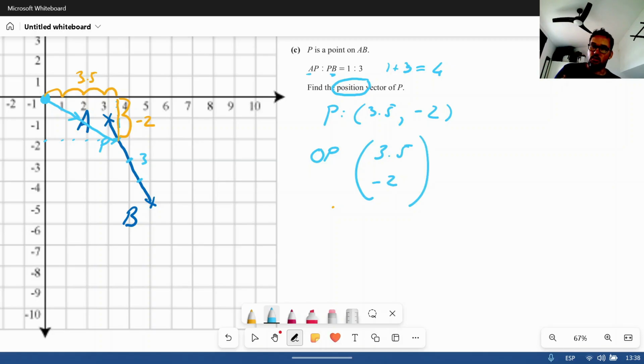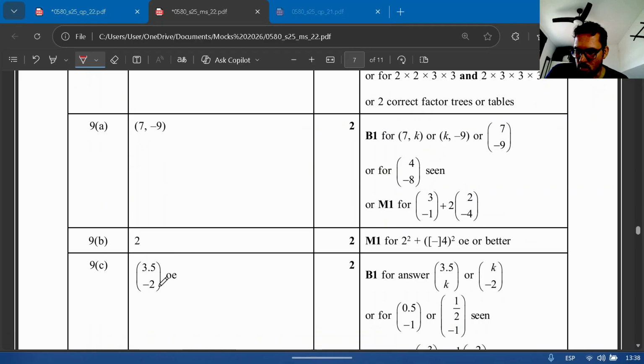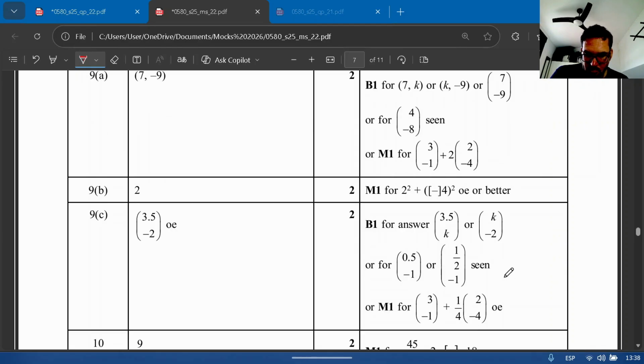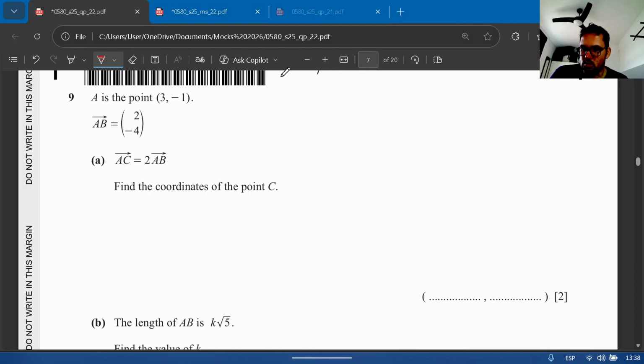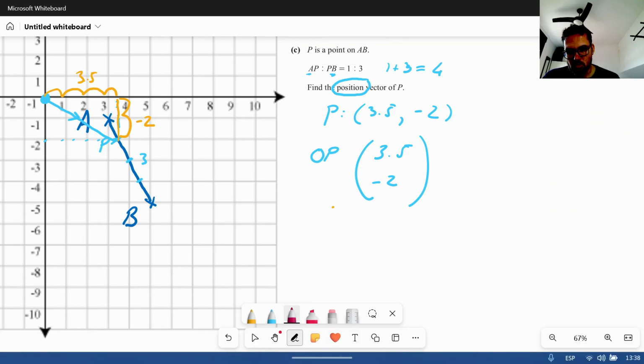Okay, the best thing to do with these questions is draw yourself a little diagram. Maybe you don't have the Cartesian plane, but you can always draw it and envision it. Okay, so that's the answer: 3.5 and minus 2, or equivalent, I guess 3.5 as a fraction, or 3.5. Then 1 mark for each. 1 mark for this, 1 mark for that. Okay.